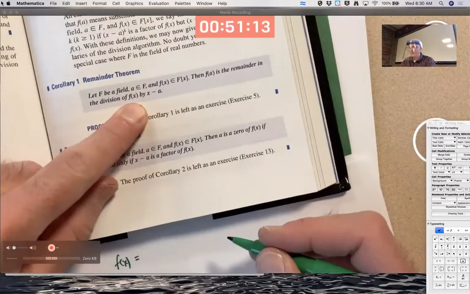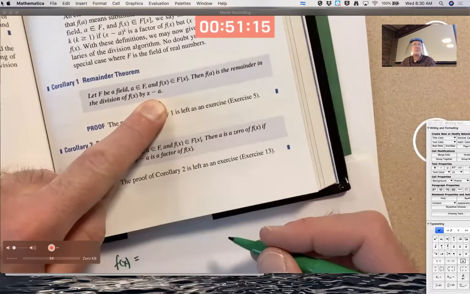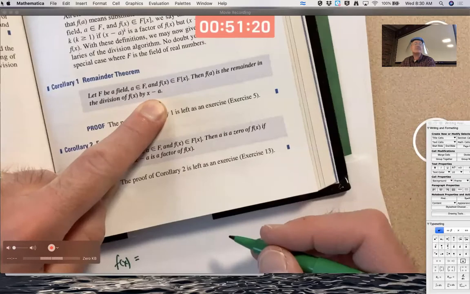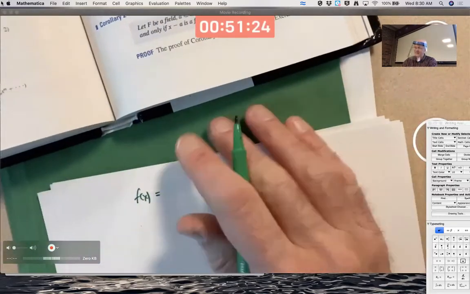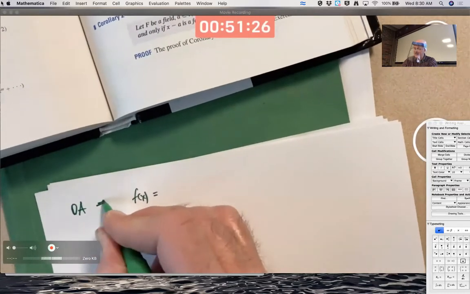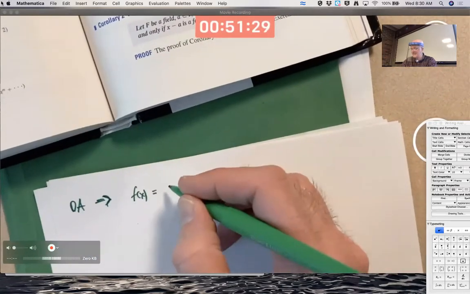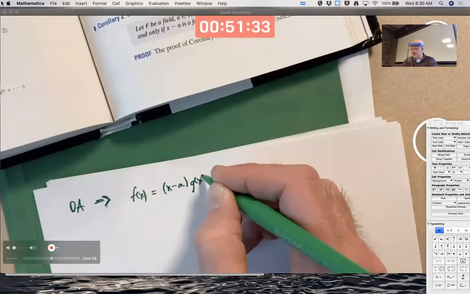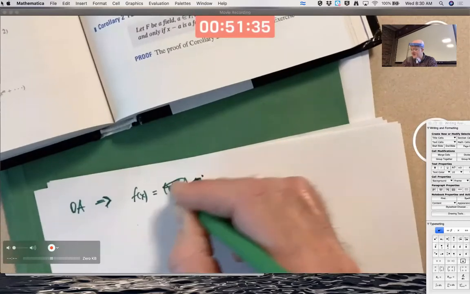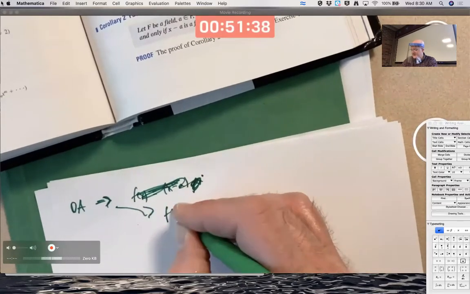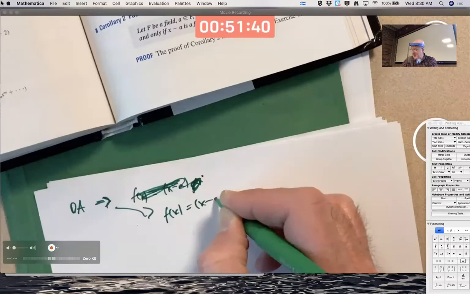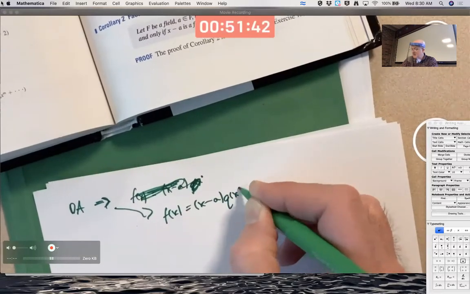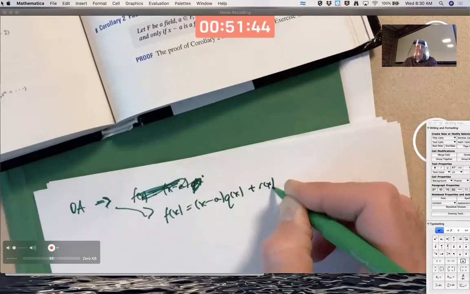I want to divide f of x by a special polynomial in this corollary, just x minus a. The division algorithm is going to imply f of x is x minus a times a quotient q of x plus a remainder r of x.